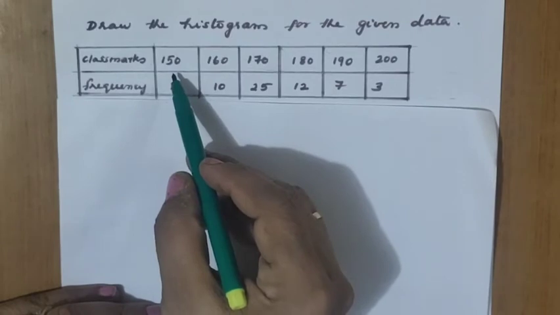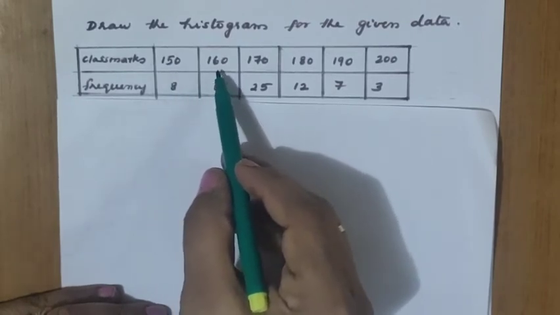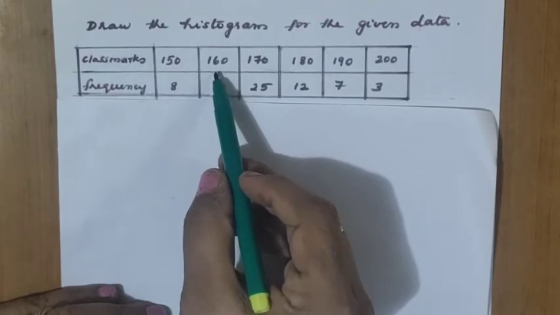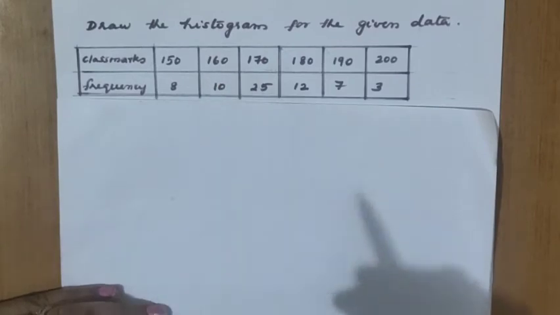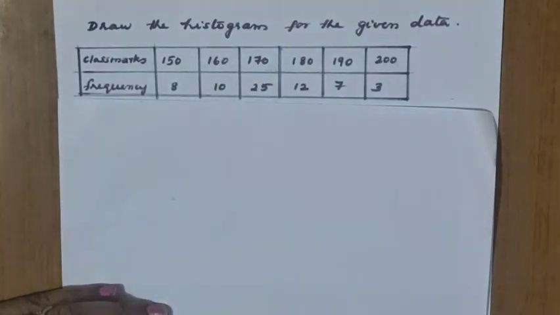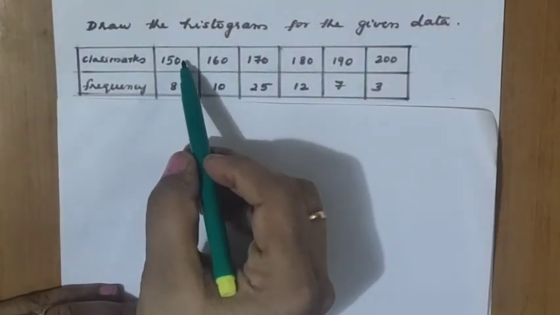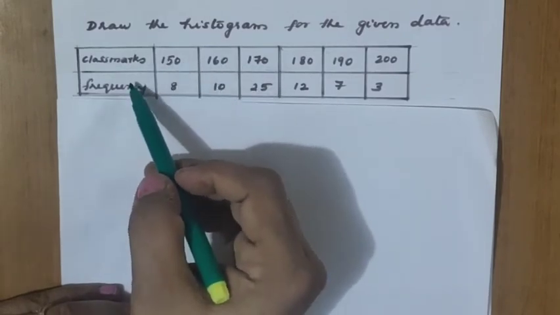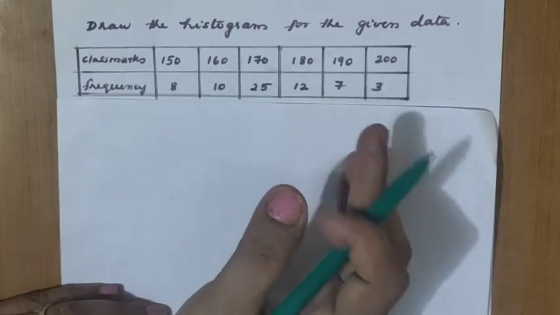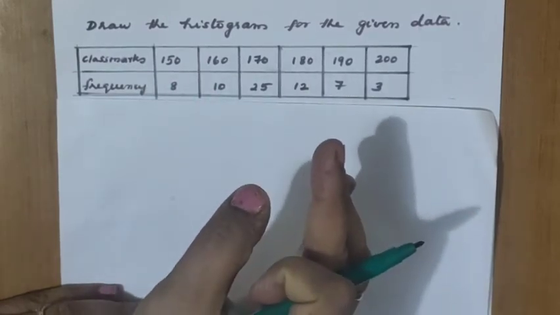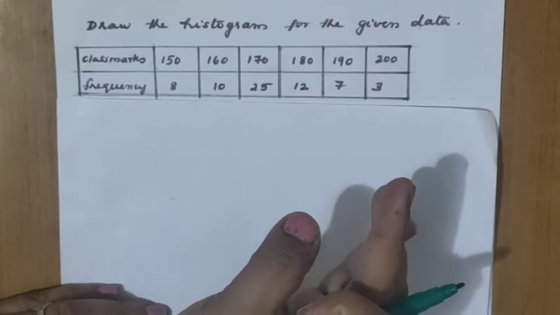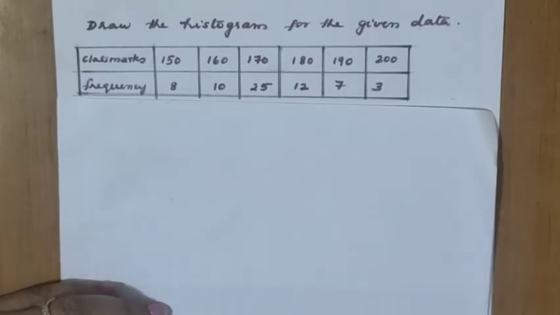We have to see the difference of two continuous class marks, 150 and 160. What is the difference? 10 is the difference. 10 divided by 2, what is the answer? 5. That 5 should be added to this 150 to get the upper limit, and subtracted from the 150 to get the lower limit. So when the class mark is given, what is the point you have to remember? We have to get the class interval. Now how to get the class interval? Let us see that once again.